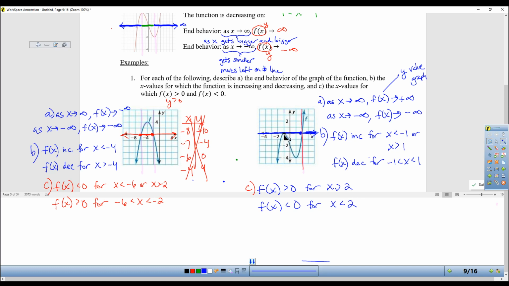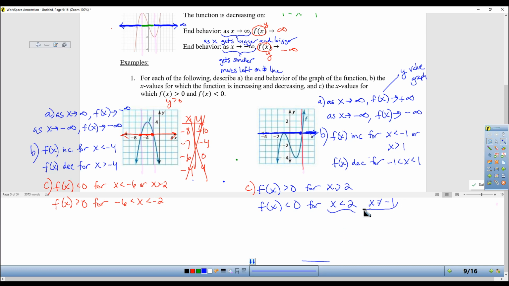And that's only because right at negative 1, it's equal to 0. And this specifically asked, when is it less than 0? So you can either add a little x is not equal to negative 1. That would kind of clear that up. You want all the x's less than 2, but you don't want x's negative 1.